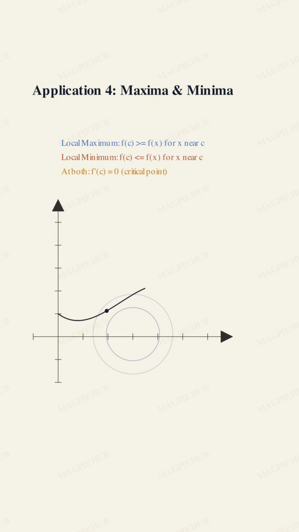Derivatives. A local maximum is a point where the function value is greater than or equal to all nearby values. A local minimum is where it's less than or equal to nearby values. At both maxima and minima, the first derivative equals 0, these are critical points. On the graph, the tangent line is horizontal at both the local maximum and local minimum, the slope is 0.